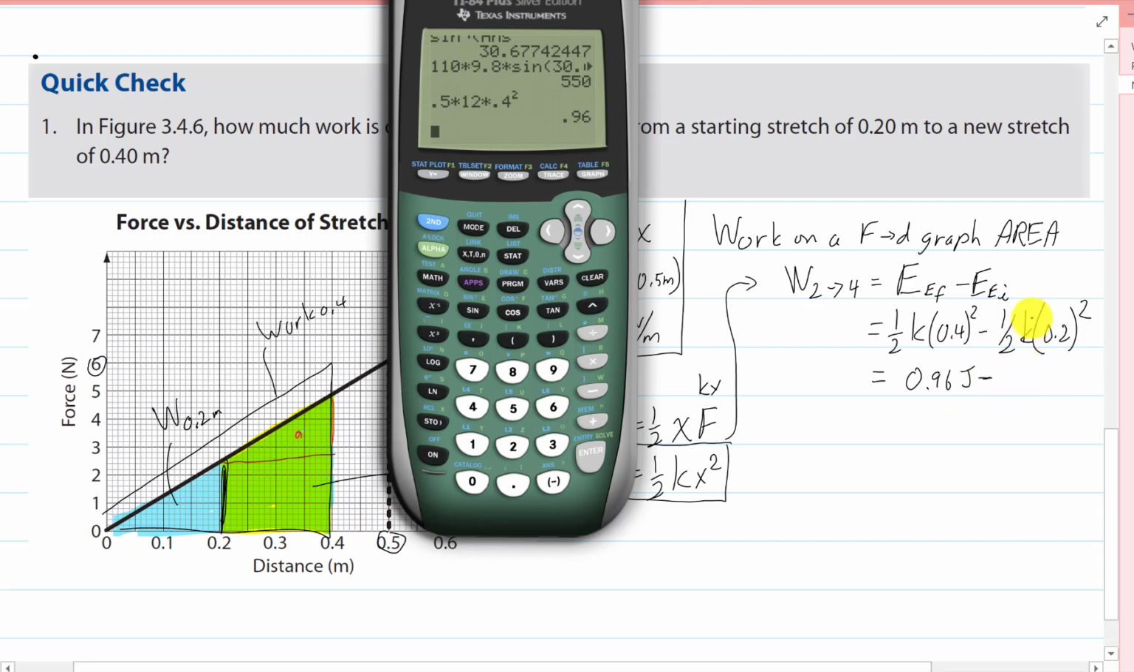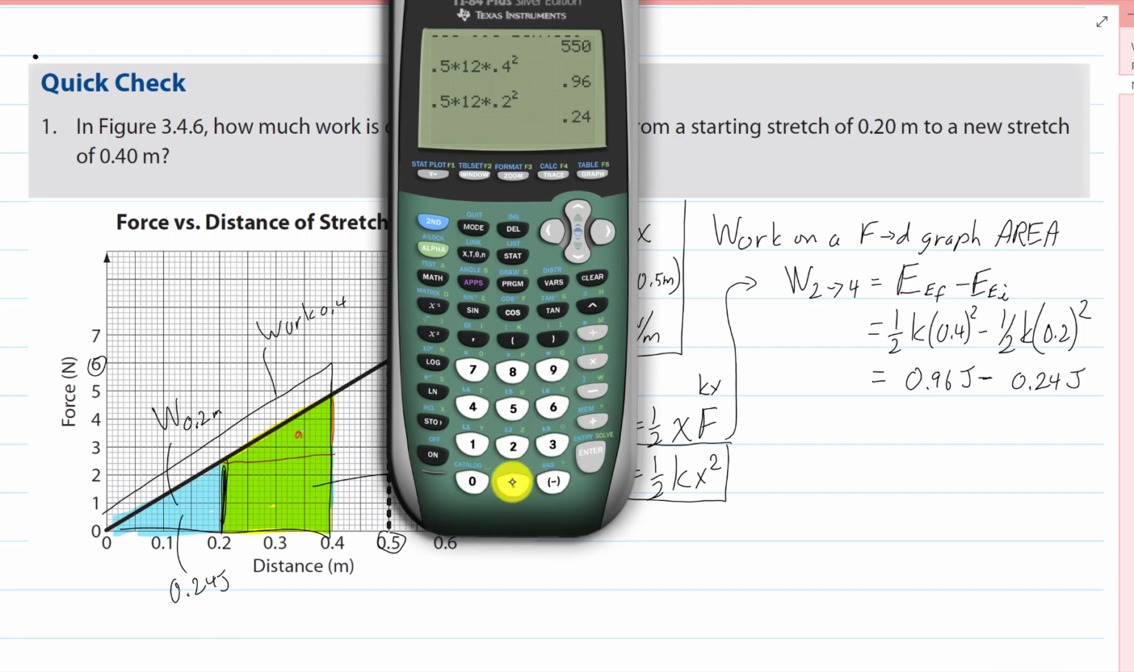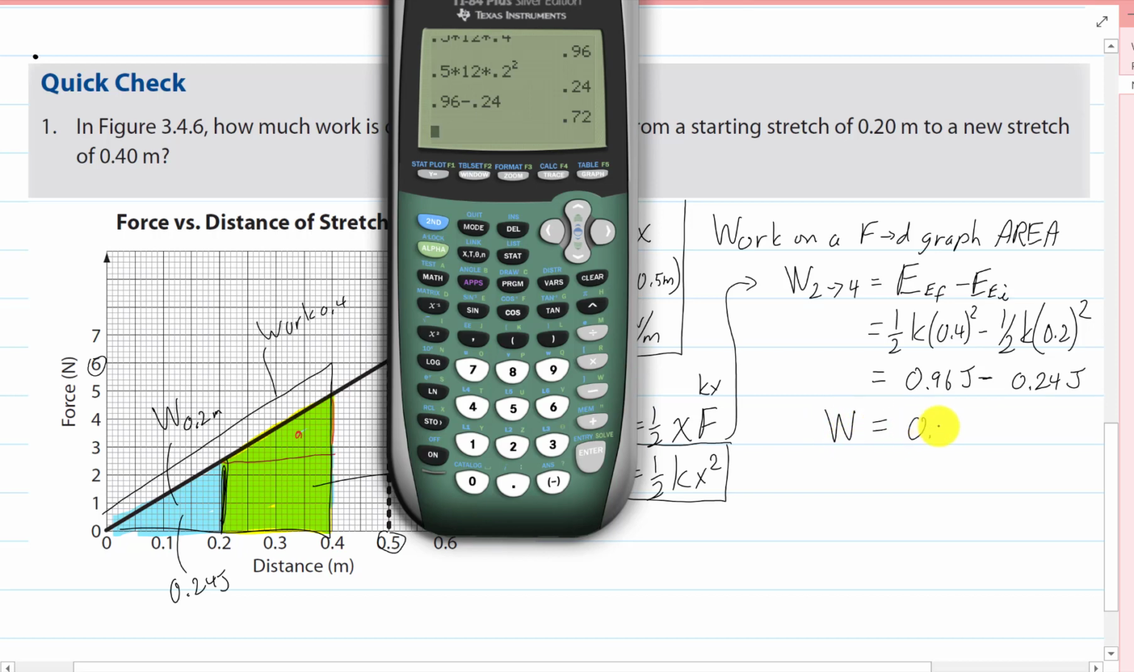Minus, and then do that again. The 0.5 times 12 times 0.2 squared is the other energy, which is 0.24 joules. So then we just got to subtract them. That 0.24 is this blue one, 0.24 joules. So 0.96 subtract 0.24 will be how much work it will take to go from 2 to 4. And that'll be 0.72 joules.